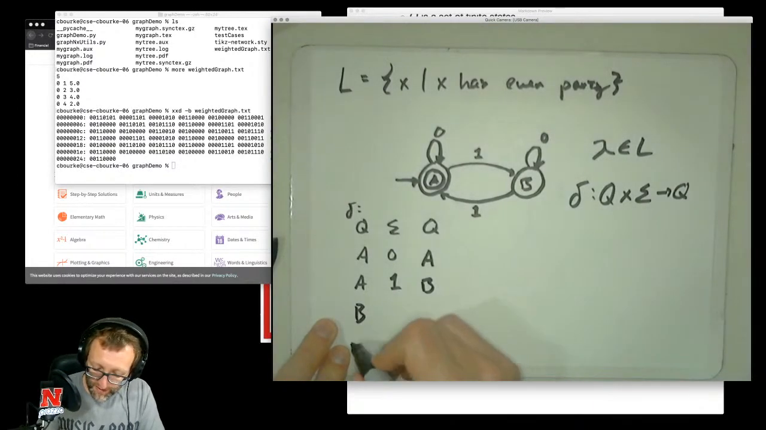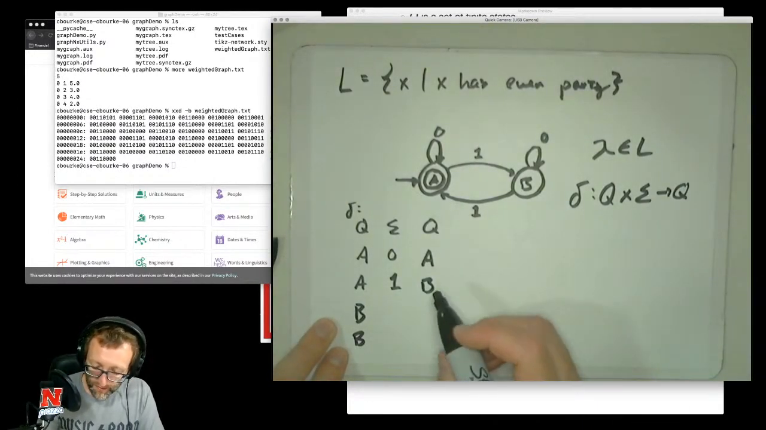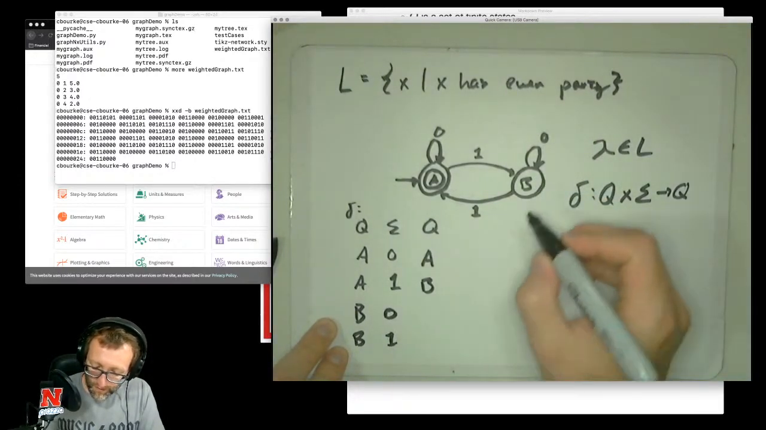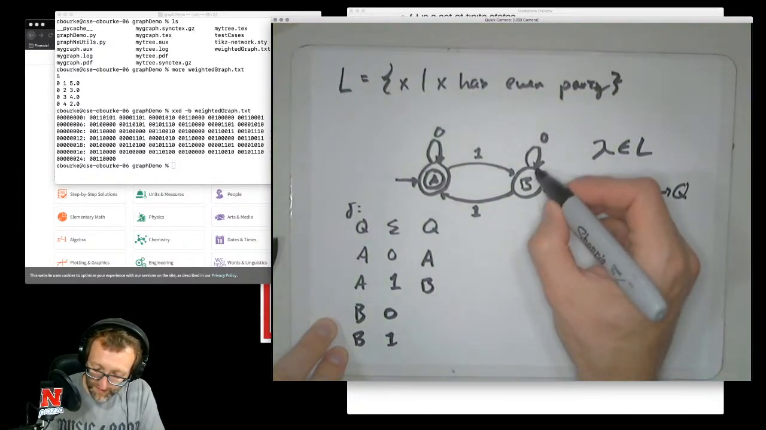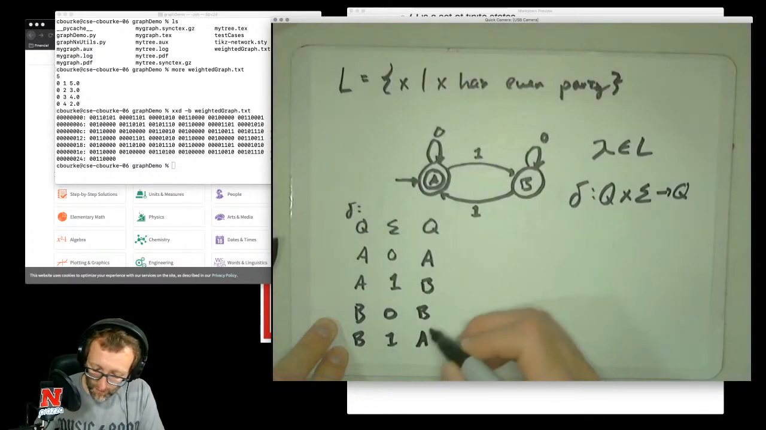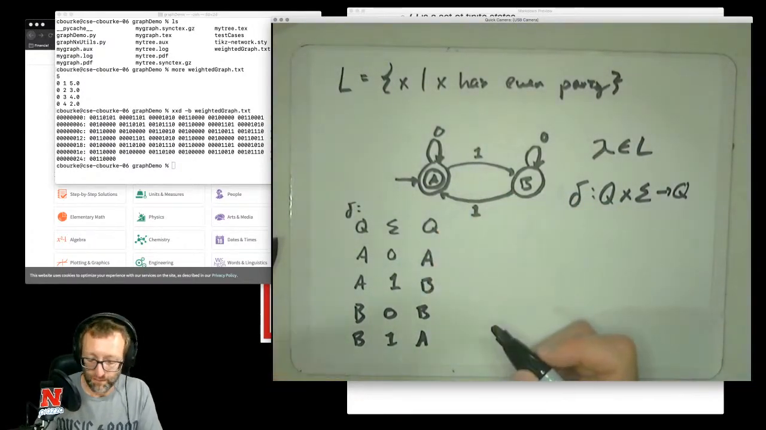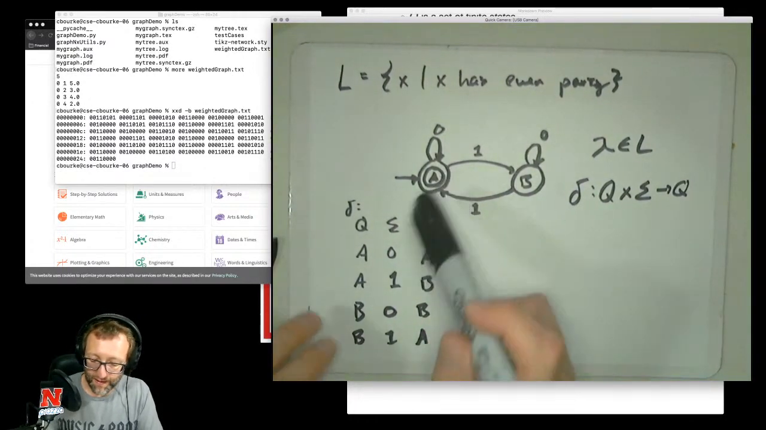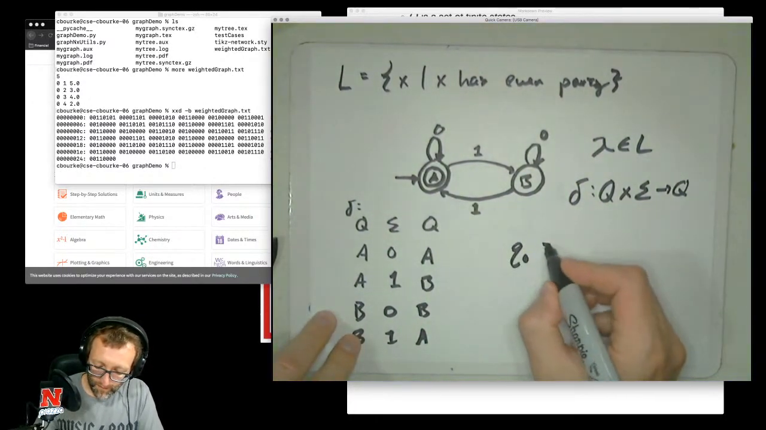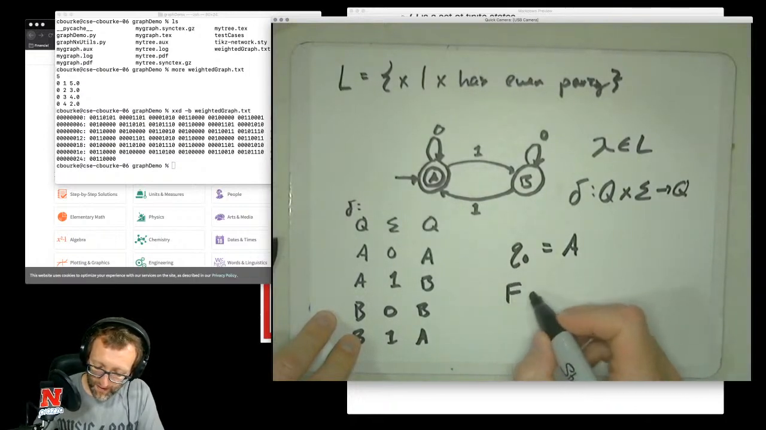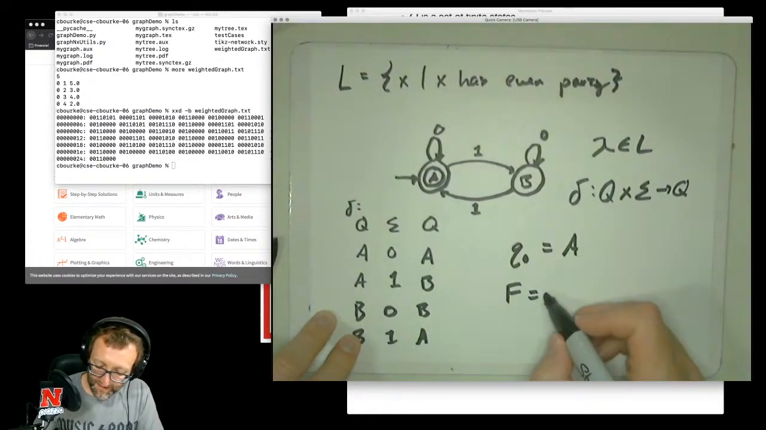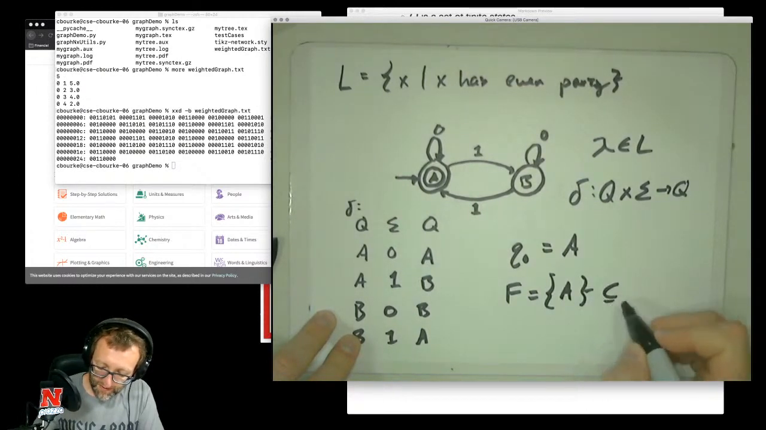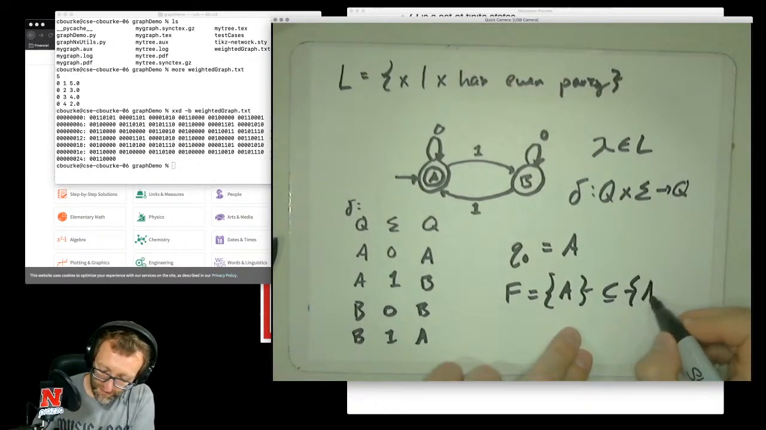There are only two other possibilities here for such a simple finite state automaton. If I'm in B and I see a 0, I stay in B. Otherwise, if I see a 1, I go over to A. Right? And it's that simple. Right? Q naught here is going to be A. And the set of accepting states here is going to be simply just A, which is a subset of Q, which is {A, B}.